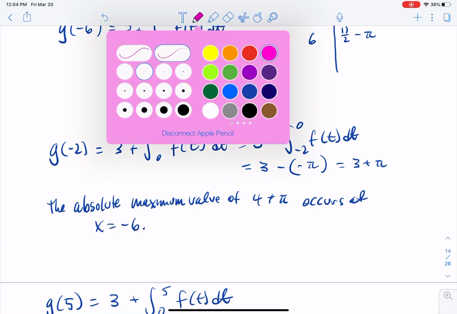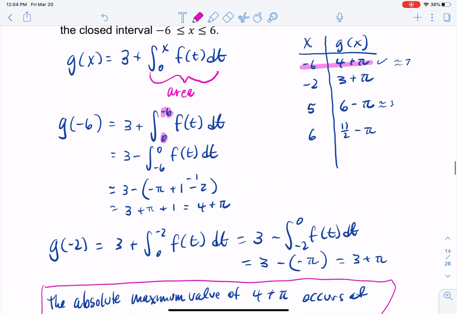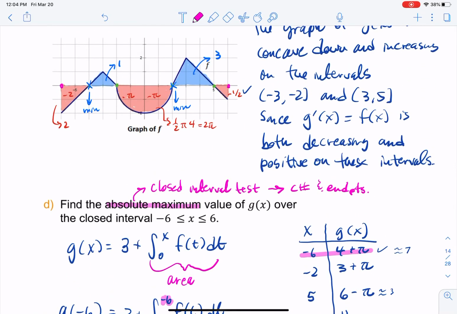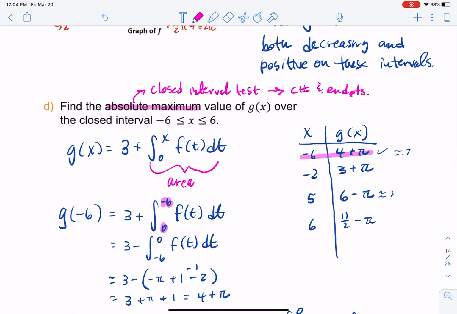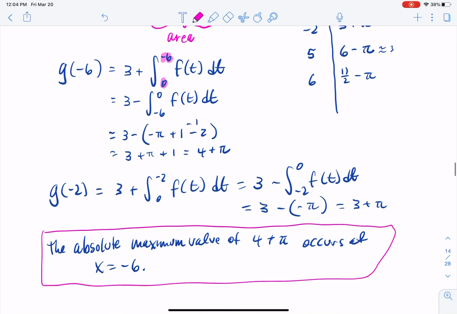And as far as my justification goes, it's all the work that I did. It's this closed interval test where we found the critical numbers. We did eliminate some of them, the minimum values there, and then we made our table of values using our function to try to figure out which one was the largest one.